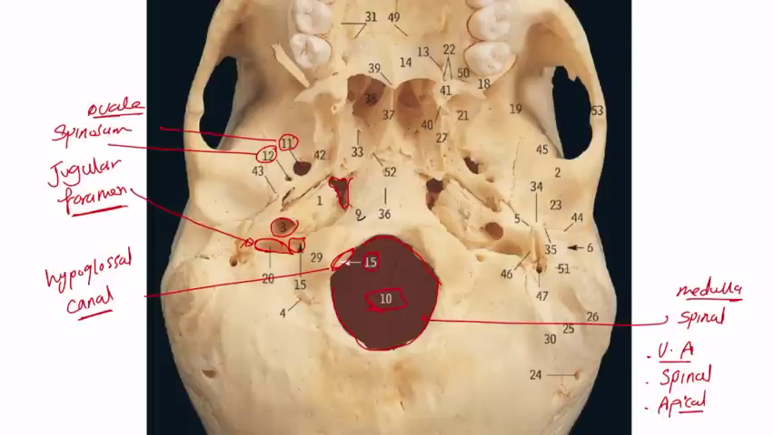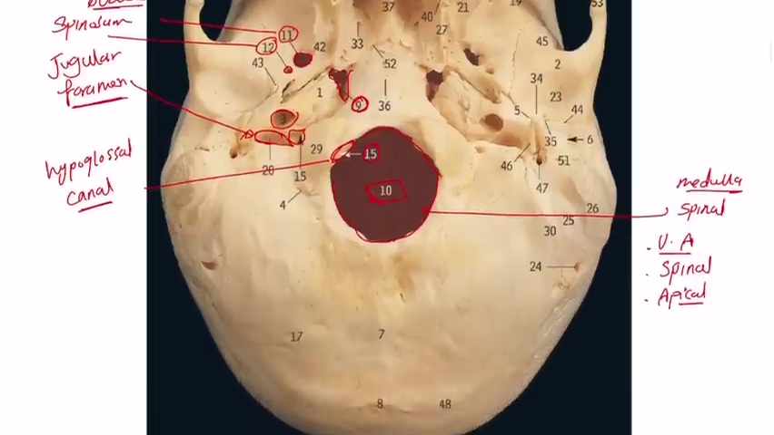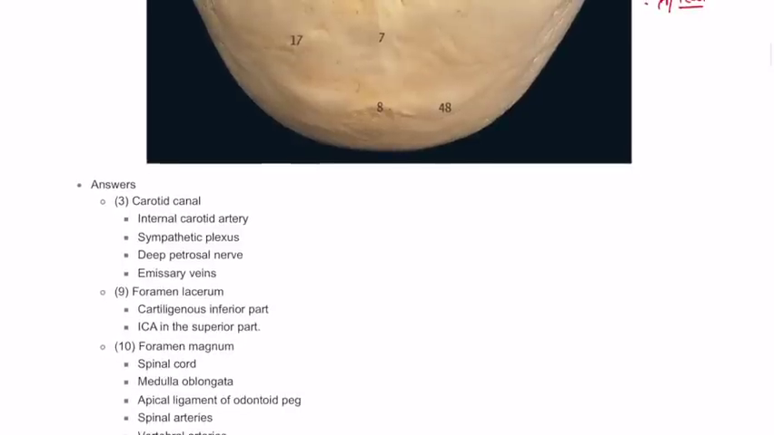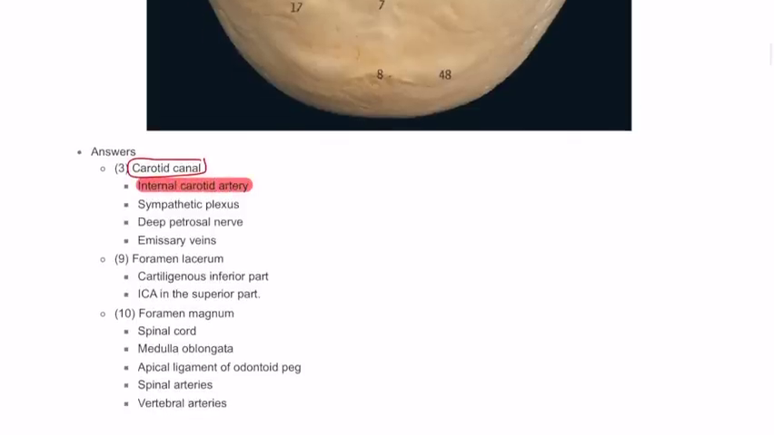Then a big one, irregular in shape, number 9, is the foramen lacerum. And an oval foramen is the foramen ovale, with a small foramen beside it, the foramen spinosum. The structures passing through them we'll come to now. Starting with the carotid canal, number 3, what you mainly need to mention is the internal carotid artery. I'd be happy to cover the others as well, but what I prefer remembering is the internal carotid artery.